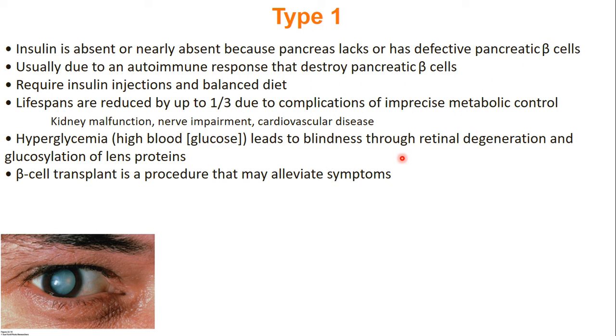One way that type 1 could be fixed is pancreas beta cell transplants, because that's basically what's wrong with you. Your beta cells don't work. So if you get new working beta cells that your body doesn't attack, that could be a way to alleviate type 1.